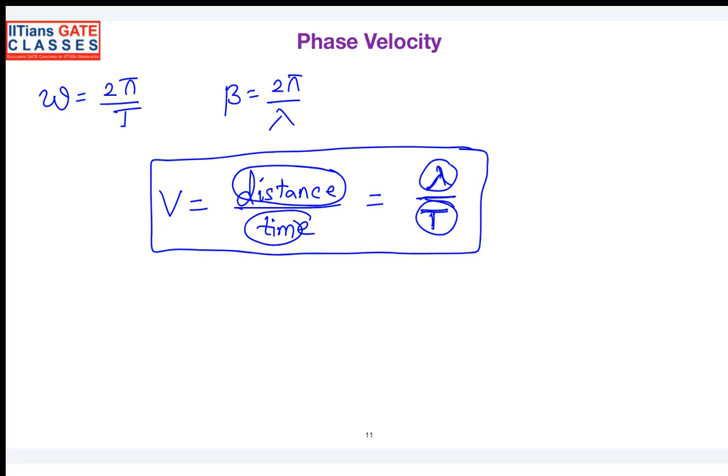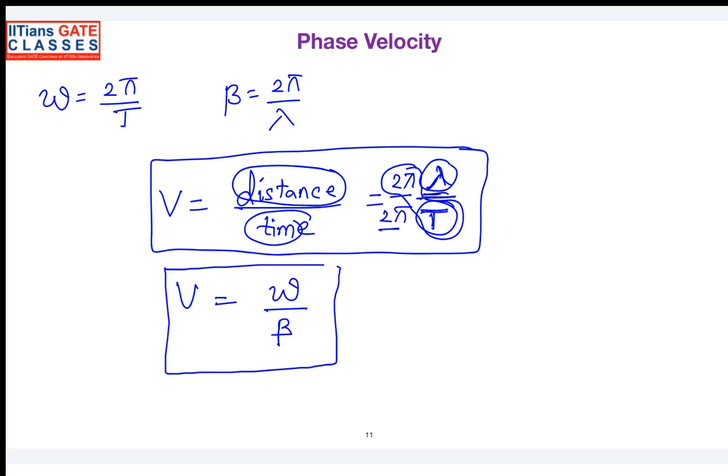So you just multiply with 2 pi and divide with 2 pi. So what will happen here? 2 pi by T is nothing but your omega. And you can see here lambda by 2 pi, you can call it the reciprocal of beta. So now my velocity can be easily defined by the ratio of omega and beta. Since omega and beta both are related to the phase of the signal, I can name it a phase velocity. So this is a very, very important equation.